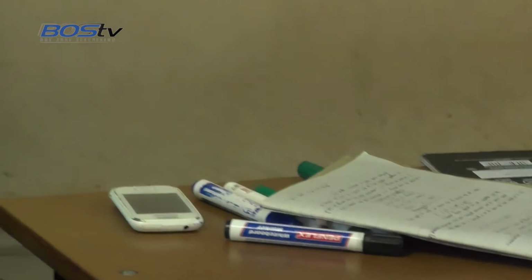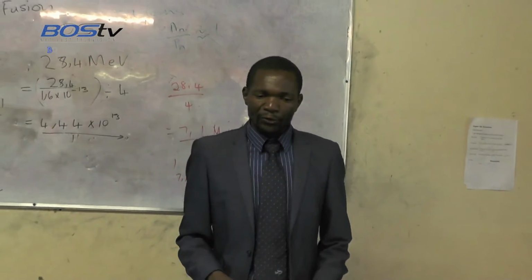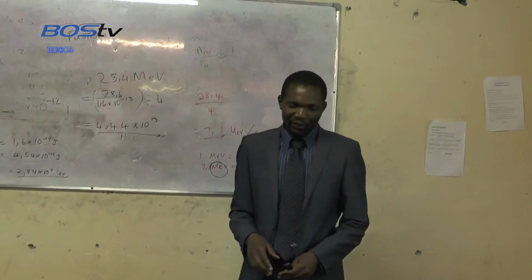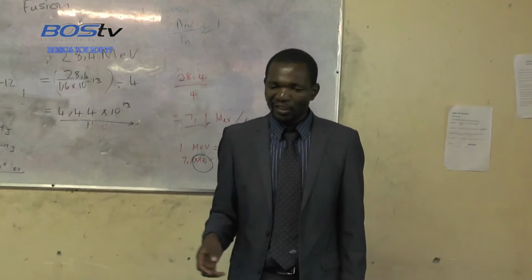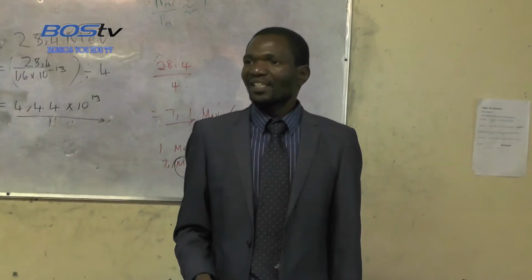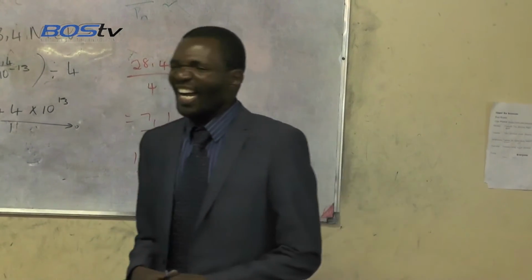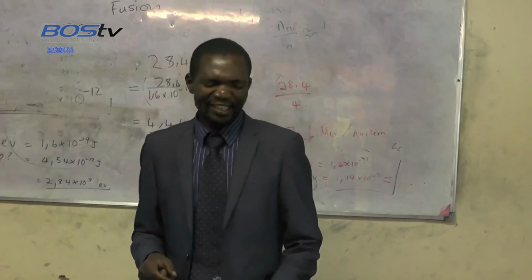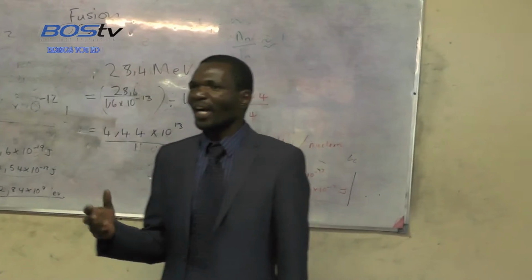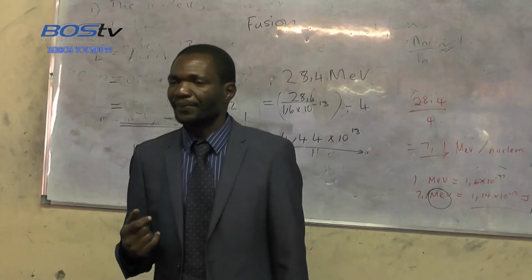Are we together? Right. So now, light nuclei may combine or fuse to form larger nuclei with larger binding energies per nucleon in a process which we call nuclear fusion. But this process requires conditions of extremely high pressure and high temperature. Who can suggest why we need these conditions, high pressure and high temperature?